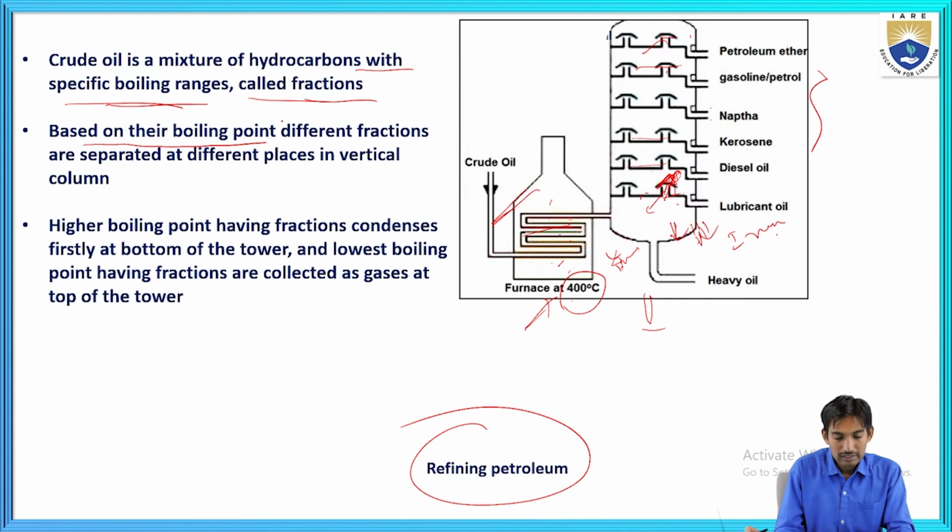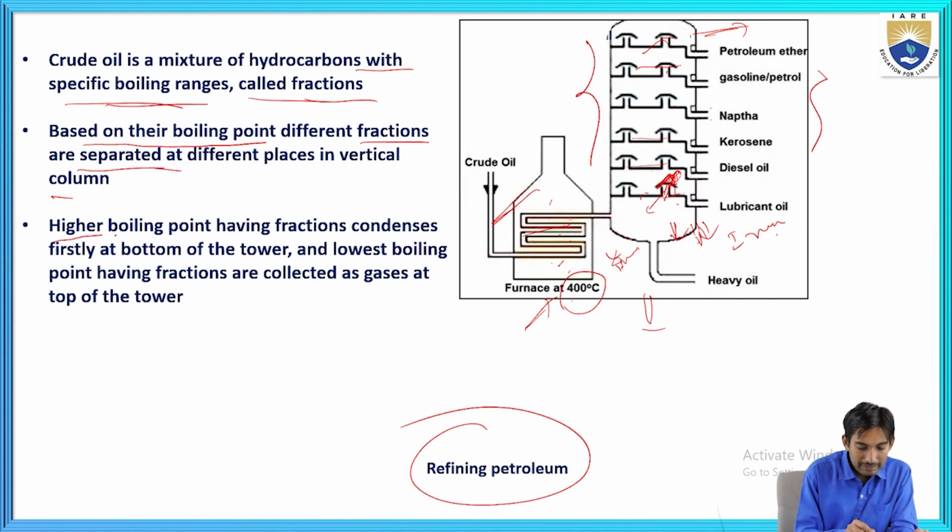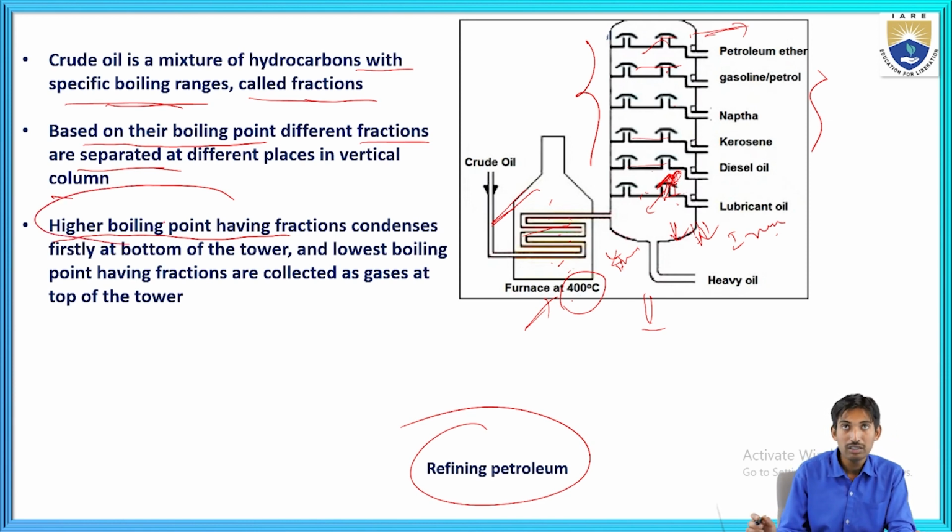Based on their boiling points, different fractions are separated at different places in a vertical column. In this vertical column, different fractions will be converted into liquid based on their boiling points. The fractions with higher boiling points will be condensed first and collected at the bottom of the tower.